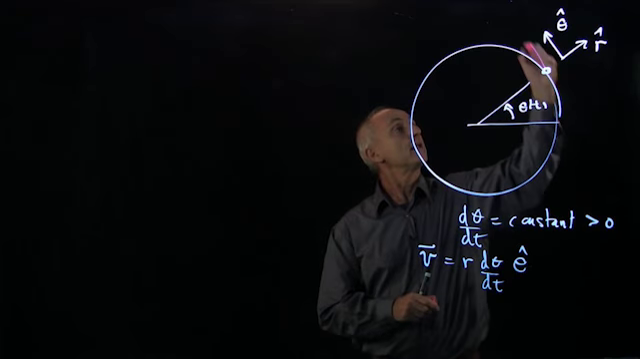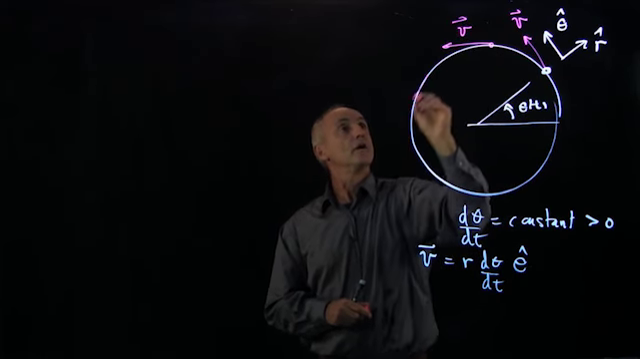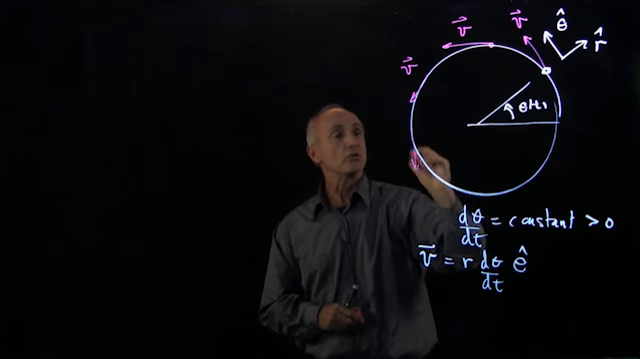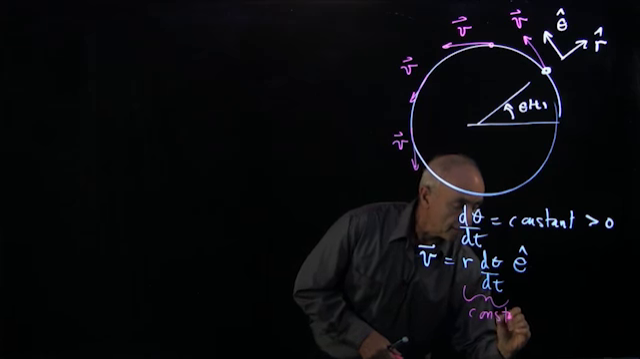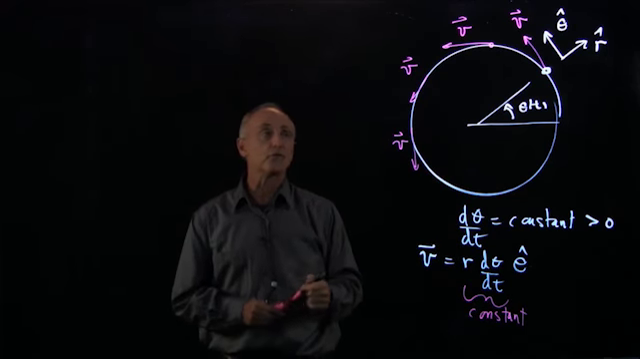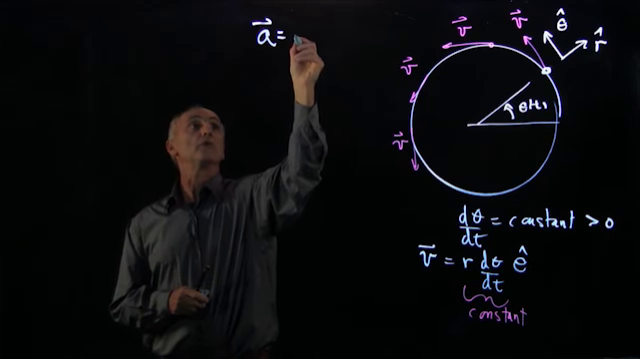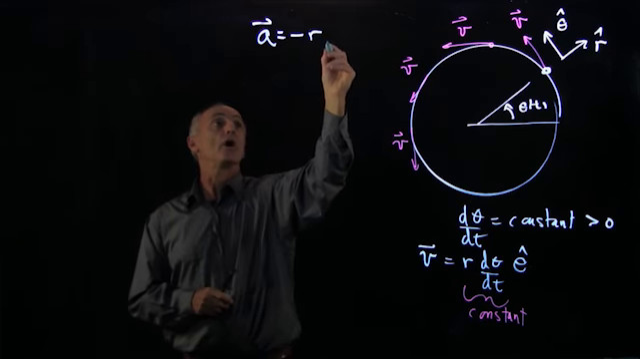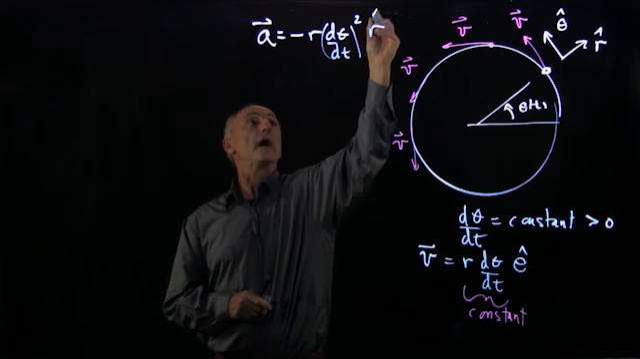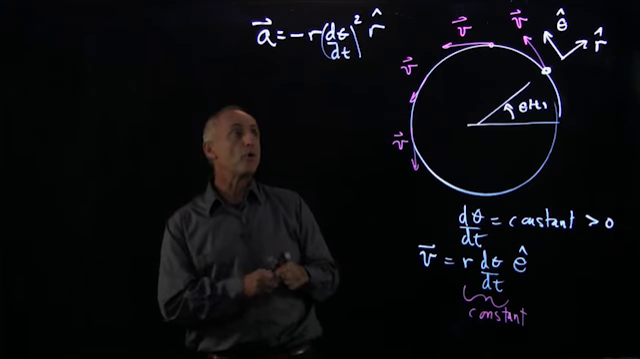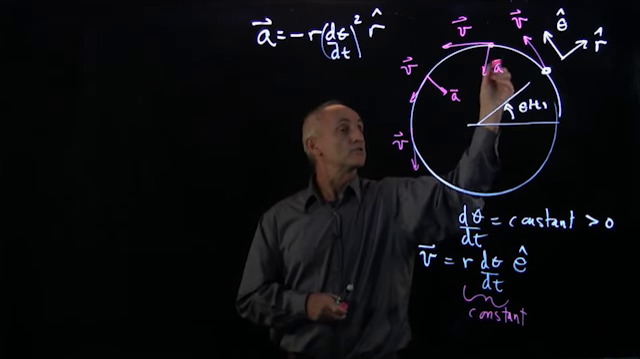hat direction. And that means that everywhere in the circle, the velocity is tangential to the circle, and the magnitude is a constant. So for this case of uniform circular motion, we calculated that the acceleration was equal to minus r d theta dt quantity squared r hat, which means that at every point, the acceleration vector is pointing towards the center.